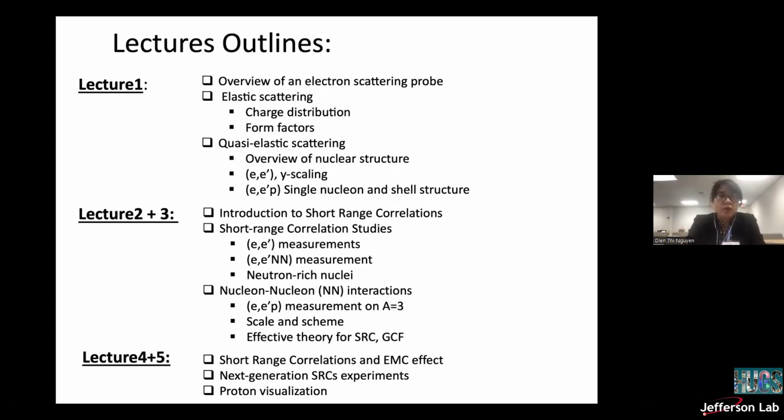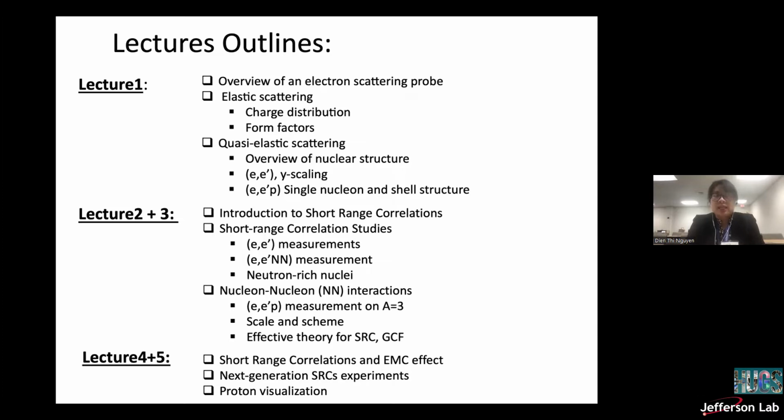For the next days, lectures 4 and 5, we will study some applications of, or connections between, short-range correlation and other effects like the EMC effect. We will also discuss a little bit more about the next generation of short-range correlation experiments.